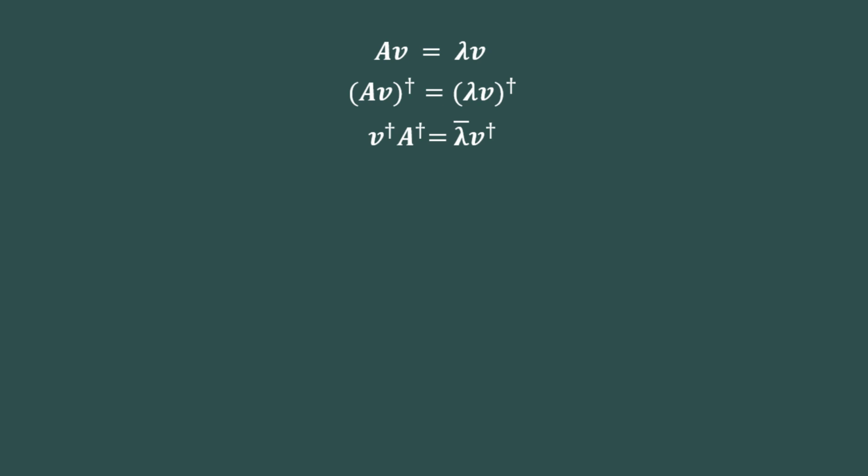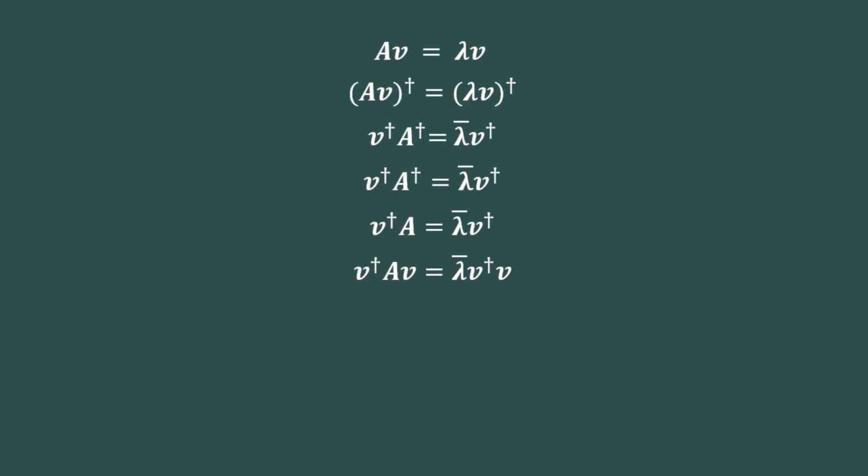v. At this stage, let's recall that for Hermitian matrices, the conjugate transpose of A is equal to A itself. So, we can replace the conjugate transpose of A with A in our equation. This gives us the conjugate transpose of v times A equals the conjugate of λ times the conjugate transpose of v. Moving forward, we multiply both sides of this equation by v.